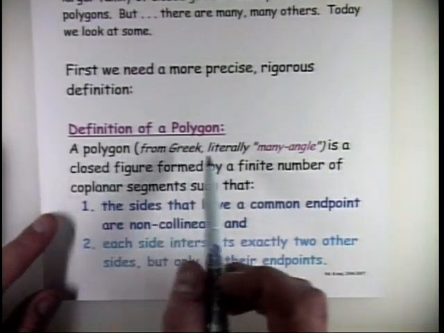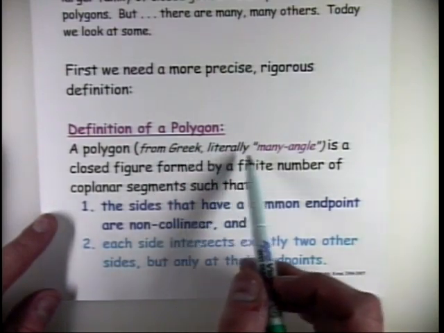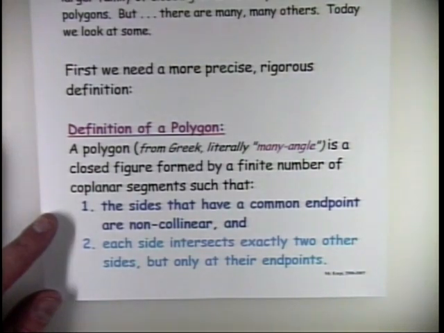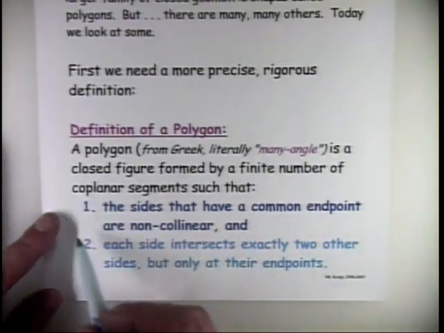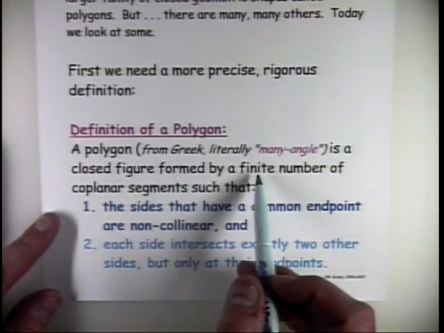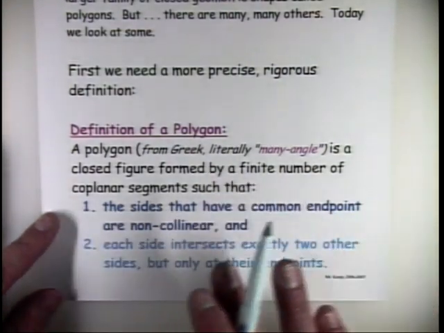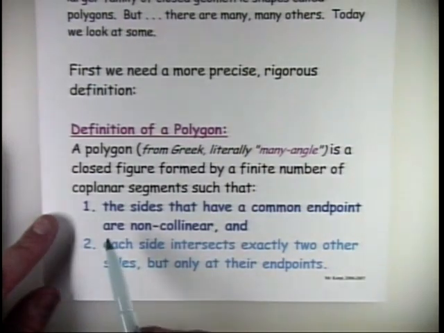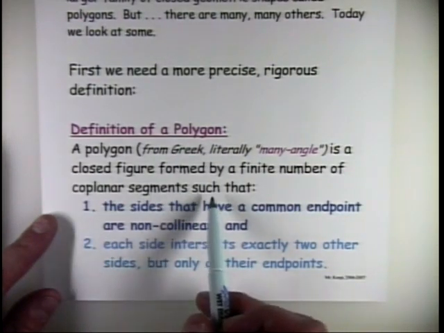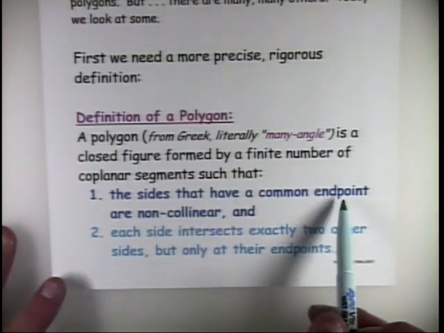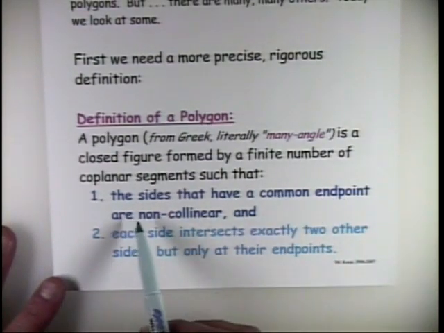A polygon, which is actually derived from the Greek word, literally meaning many angle, is a closed figure, which means that it's going to be connected all the way around, formed by a finite, not infinite, number of coplanar, which means all on the same plane, like anything that can be drawn on this sheet of paper, segments, such that, all right, two requirements. The sides that have a common endpoint are non-collinear.